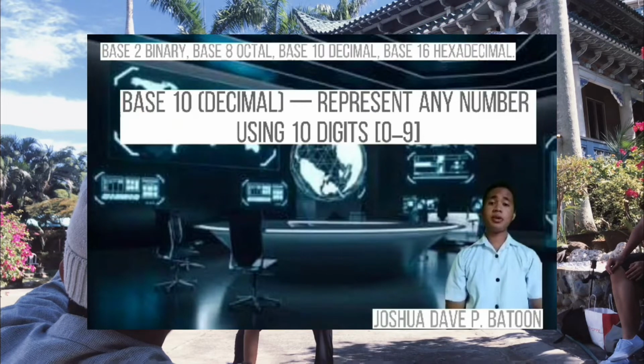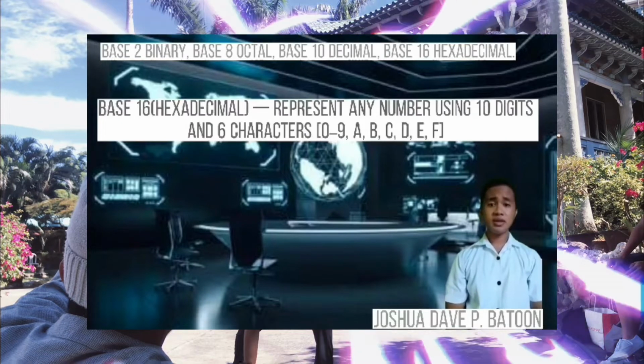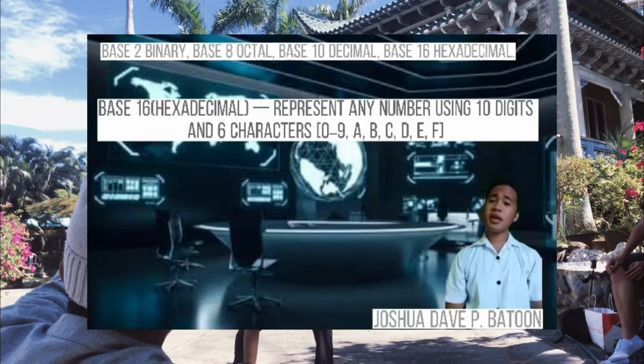represents any number using 10 digits 0 to 9. On the other hand, base 16 hexadecimal represents any number using 10 digits and 6 characters, which is 0 to 9 and A, B, C, D, E, F. Software developers and system designers widely use hexadecimal numbers because they provide a human-friendly representation of binary-coded values. Each hexadecimal digit represents 4 binary digits, also known as a nibble.